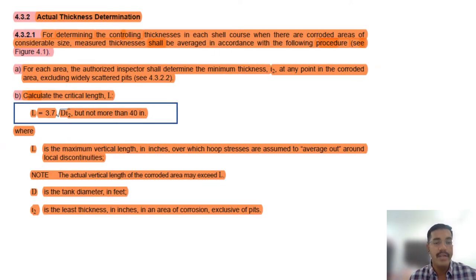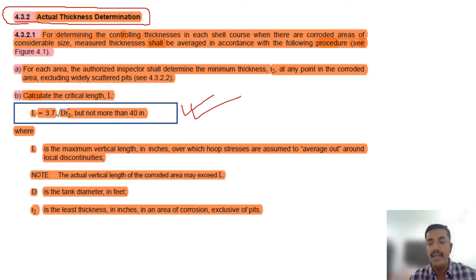Actual thickness determination. You will get one question 100% from critical length. What is critical length? We will now read. Actual thickness determination. How will you measure the thickness? You are talking about shell plate, you are doing the evaluation. Roof plate, we are finished. Now we come to the shell plate. Shell plate, we are doing the evaluation, same as in API 650, how we do the shell plate evaluation.